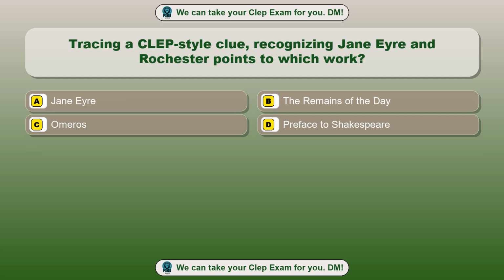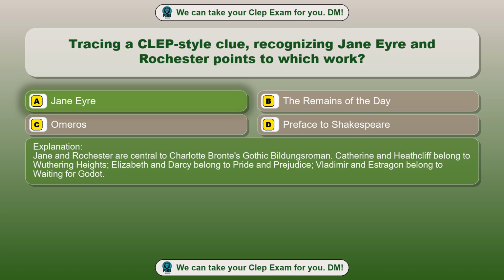Question 45. Tracing a CLEP-style clue, recognizing Jane Eyre and Rochester points to which work? Option A. Jane Eyre. Option B. The Remains of the Day. Option C. Ulysses. Option D. Preface to Shakespeare. The correct answer is option A. Jane Eyre. Jane and Rochester are central to Charlotte Bronte's Gothic Bildungsroman. Catherine and Heathcliff belong to Wuthering Heights, Elizabeth and Darcy belong to Pride and Prejudice, Vladimir and Estragon belong to Waiting for Godot.